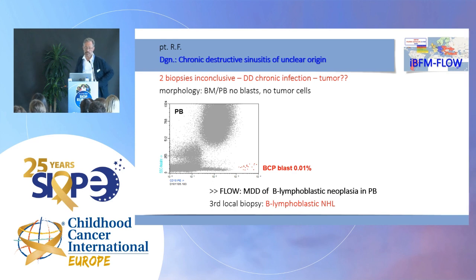Just a few cases. This was a patient who had already 2 inconclusive biopsies of a destructive sinusitis, coming to us with something appearing like a tumor. You could imagine this might be a rhabdomyosarcoma or whatever. It's not so frequently a lymphoblastic situation. But in any way, we found in the blood a tiny population of CD10 very positive cells, a bit elevated side scatter, as a sign of vacuolization. And we suspected it would be B-cell blasts, and we directed the biopsy for that, and it was.